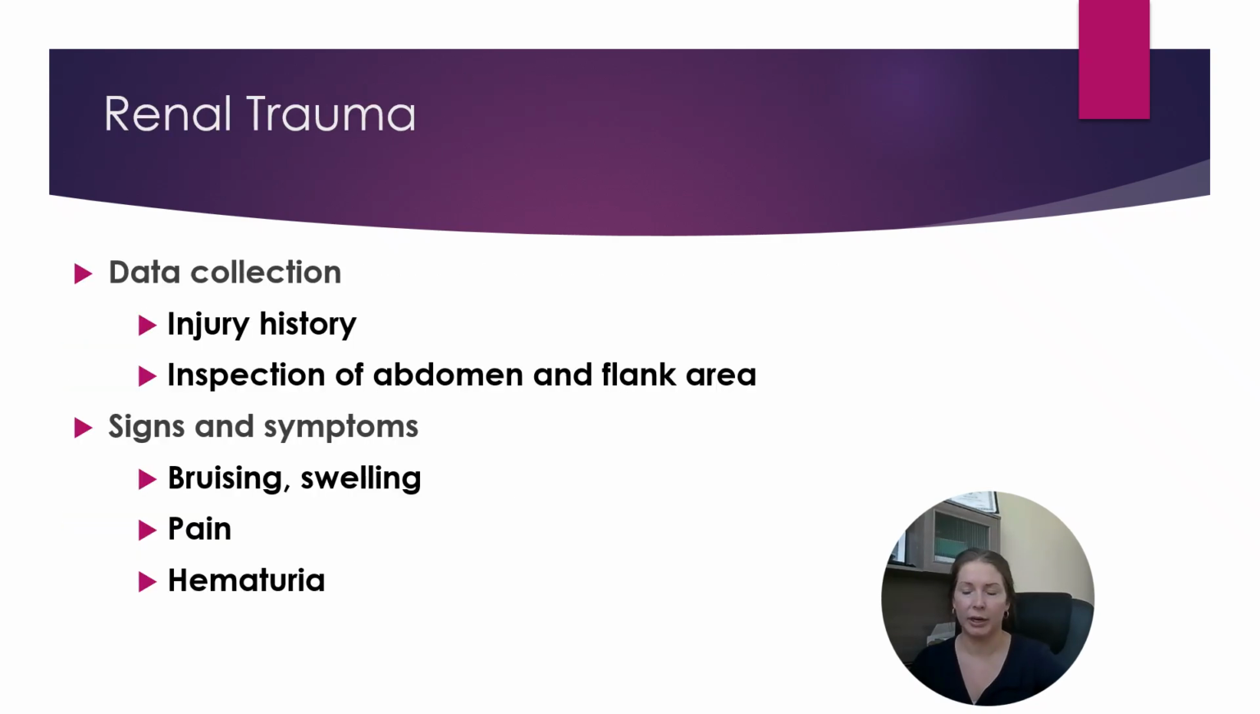Alrighty, renal trauma. What slide are we on? 117. Okay, so our data collection, we want to look at an injury history. What was the mechanism of the trauma? Was it blunt? Was it penetrating? We want to inspect the abdomen. I'm looking for bruising, swelling, and asymmetry. The bruising and swelling, we'll often see this in the flank or the abdomen, and that can indicate internal bleeding.